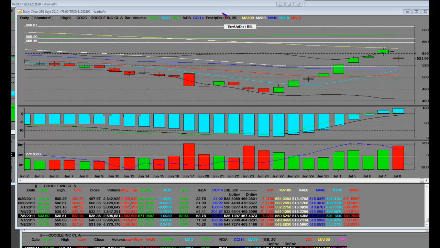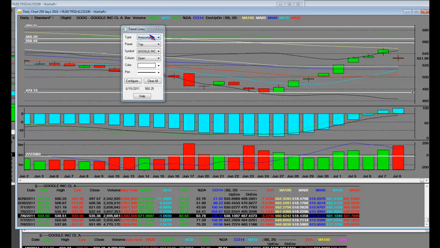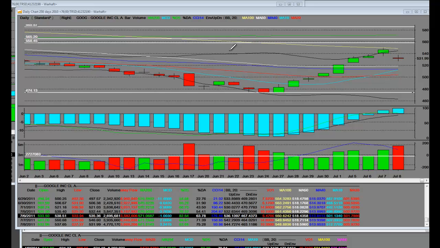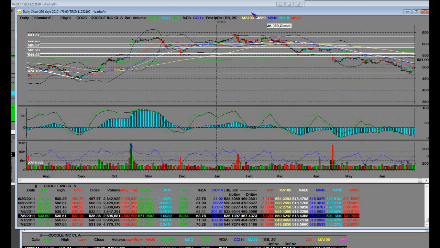The thing that we will point out here on the weekly chart, when we called a bottom in Google, it was the first major bottom of the year, my friends. And I can tell you what it was like for 2011 for Google. Let me clear out some of these trend lines. Okay? And this way, you're going to see clearly.